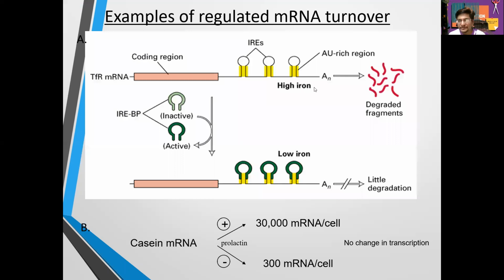Let's talk about it. First, let's talk about the turnover number. The number of messenger RNAs required depends upon its demand. So there's a clear-cut relationship between the demand and the supply. This is what we call the messenger RNA turnover.